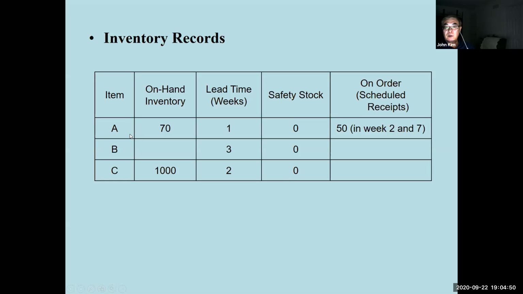And then already placed the order for the final product, maybe from outside or a contractor. So it will come in week 2 and 7, 50 each.